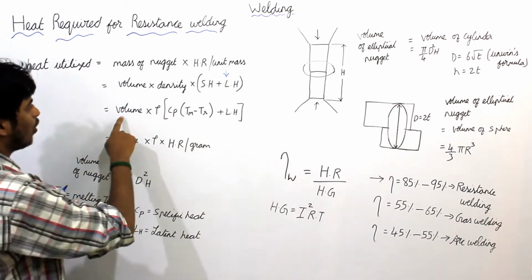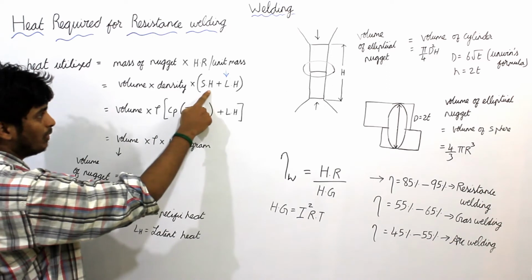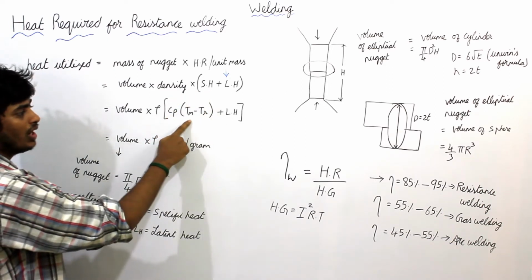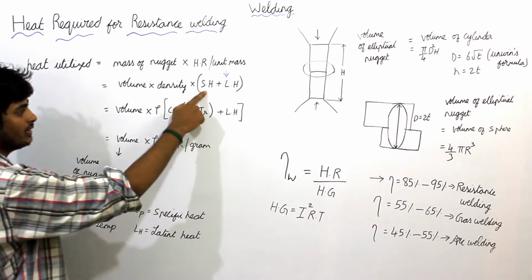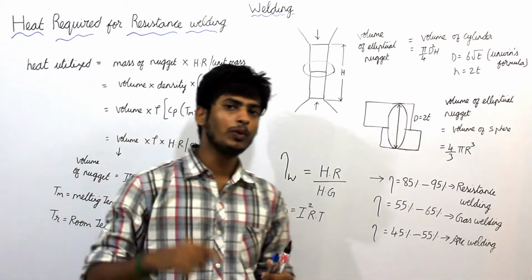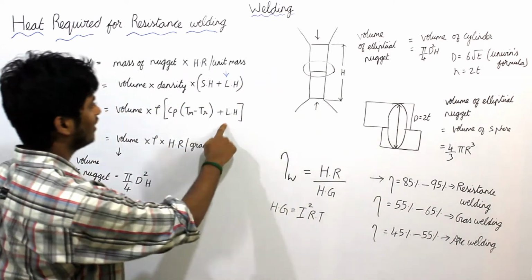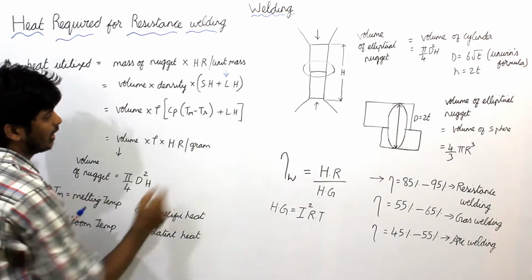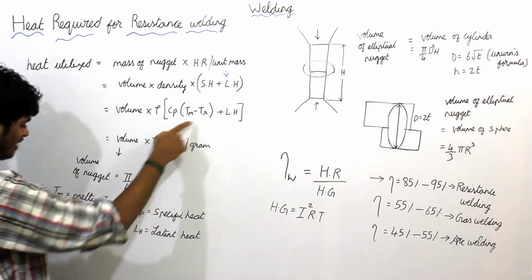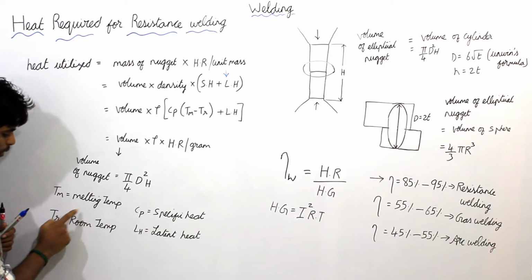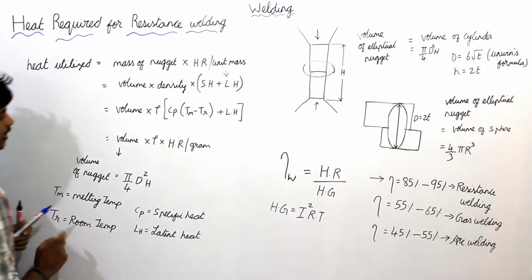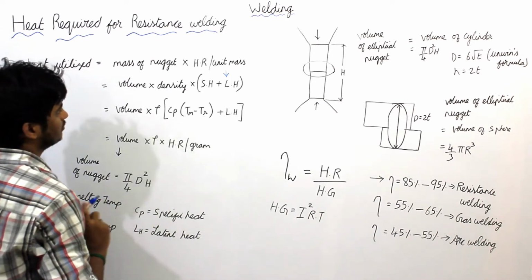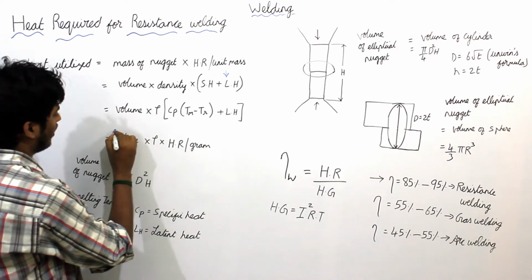So volume into density, sensible heat can be written as Cp into (Tm minus Tr). That is, sensible heat can be written as Cp into del T, plus latent heat value. This Tm is the melting point temperature and Tr is room temperature. So this is the final formula.